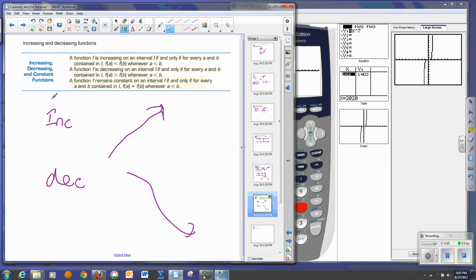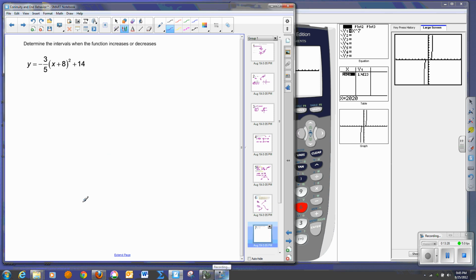Now, today we're going to be talking about intervals of increasing and decreasing because we know functions do different things. For instance, a cubic function could do something like this, depending on what else is there. All right, let's take a peek.